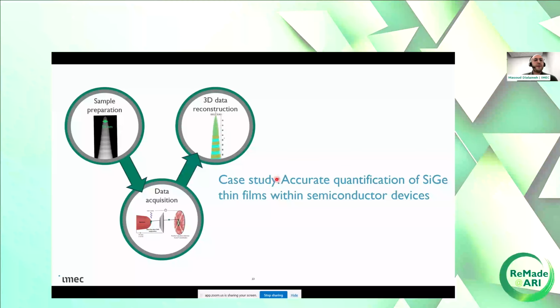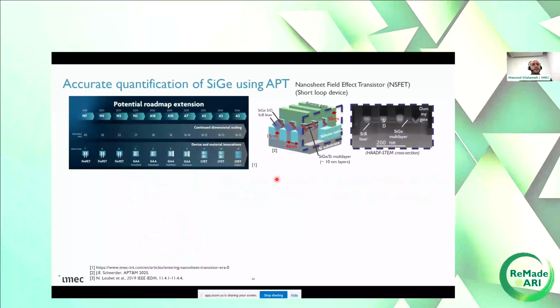Now that we know a bit about how atom probe works, I want to start with a case study on accurate quantification of silicon germanium thin films within semiconductor devices. The downscaling in the semiconductor industry resulted in more and more complex architecture. Currently, the technology node is based on silicon germanium, which is intensively being used, and silicon germanium is foreseen to remain in the picture for the coming years.